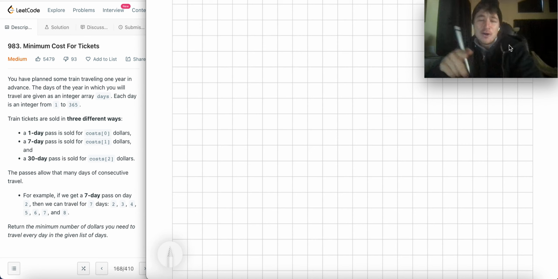I might get a little bit lost, but I eventually get it. This is Minimum Cost for Tickets, problem 983.